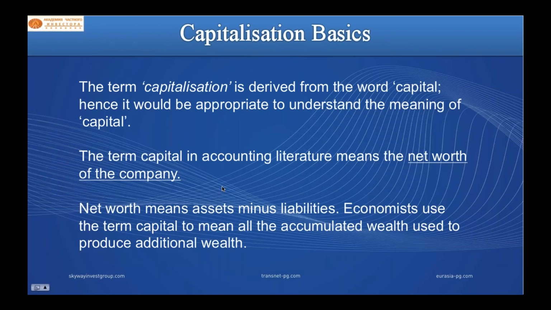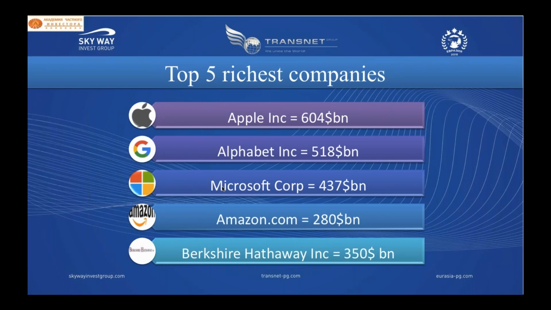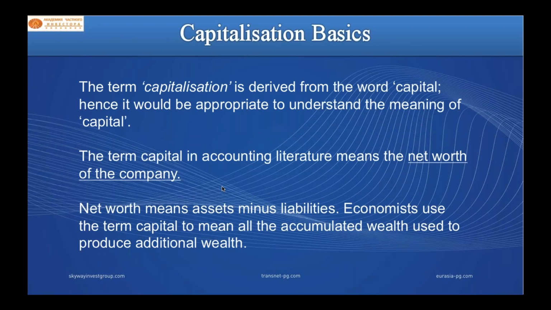Let's start with the basics. What is capitalization? The term capitalization is derived from the word capital. Hence, it will be appropriate to first understand the meaning of capital. The term capital, in accounting literature, means the net worth of the company. Net worth means assets minus liabilities. Economists use the term capital to mean all accumulated wealth used to produce additional wealth. So in our case, if we look back at companies like Apple, Alphabet and Microsoft, the company capitalization would actually mean, as Sharon also put in the chat, the worth related to the share price. But if you look at their capital, which is a separate word, it is the net worth of the company, which means you take all the company assets, which is all the income streams, minus all the company liabilities, which are company expenses. That's how you calculate the net worth of the company, or capital.